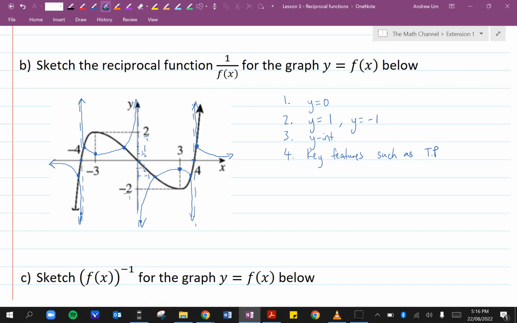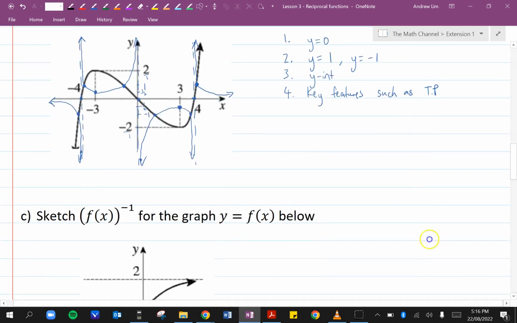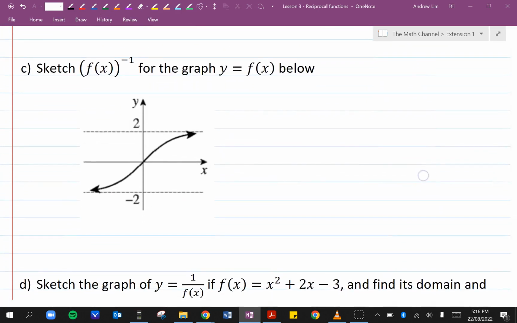Okay. Let's have a look at question C. Sketch f of x to the minus 1 for the graph y equals f of x below. So we can see here, first thing we do is look for when y is equal to 0. The x-intercepts here, so there's a vertical asymptote at x equals 0. Second thing we do, when y equals plus and minus 1.